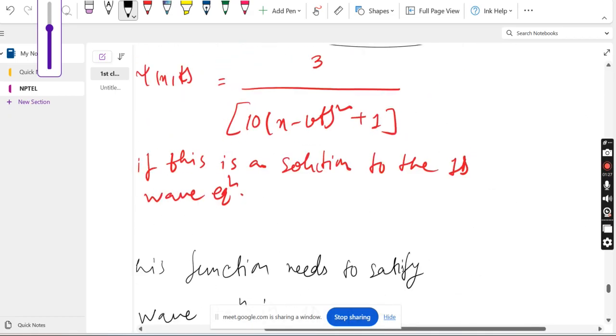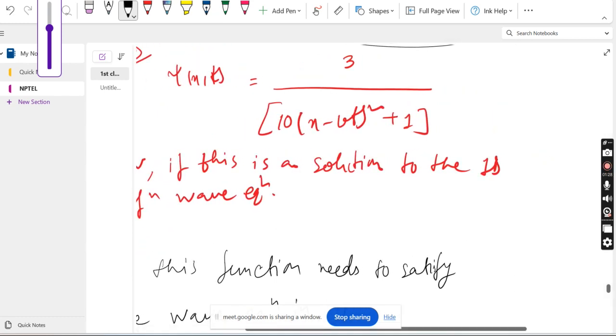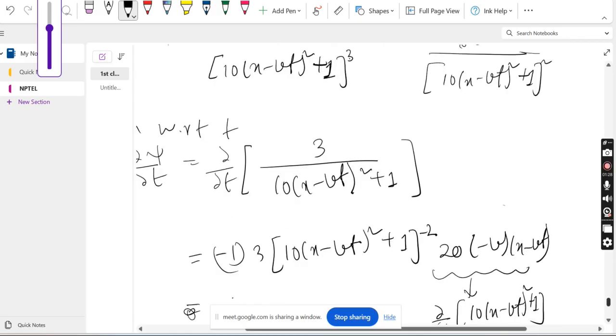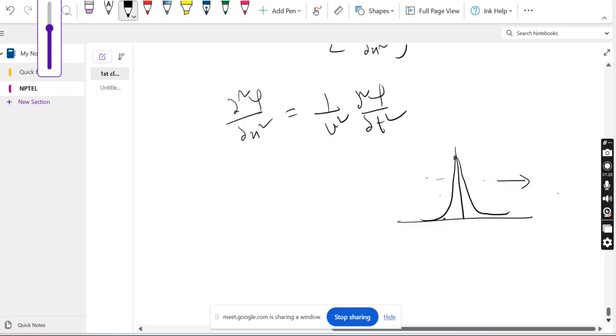It doesn't really look like a sine function, but it is a wave equation. It does move. It's a traveling wave.